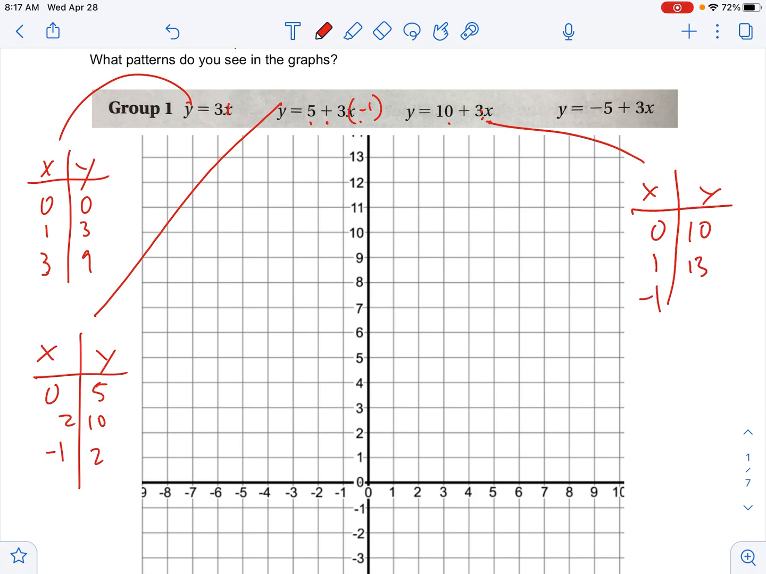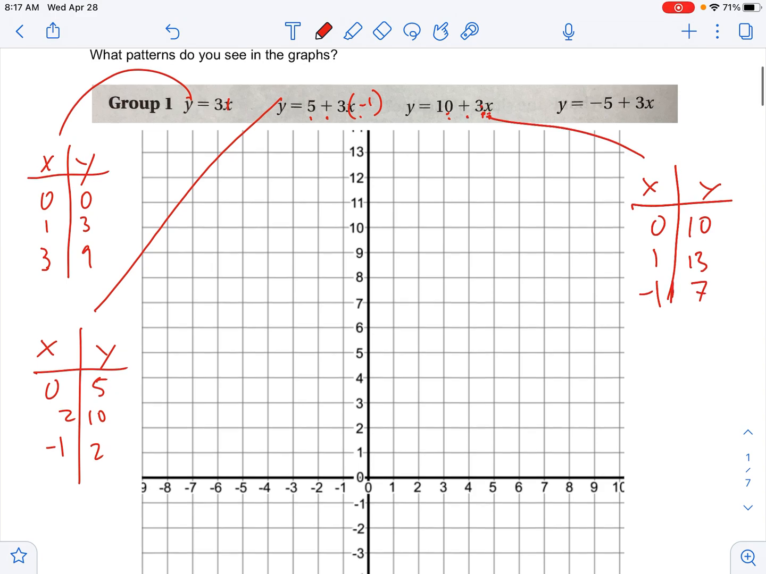How do I know what to put in for x? I'm just picking numbers. Just picking any numbers. For these particular ones, I can pick anything I want. I am throwing a negative in there just to get me going on the negatives. 3 times negative 1 is negative 3. 10 plus negative 3 is 7.